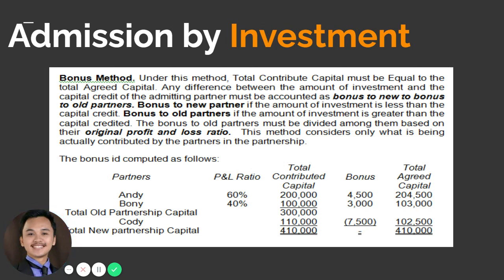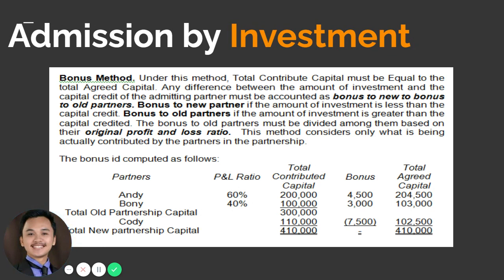Bonus to new partner if the amount of investment is less than the capital credit. So naay bonus to new partner kung ang interest nga gihatag sa iya is mas dako kaysa sa iyahang gibayaran. And then naay bonus to old partners kung ang gihatag sa iya nga interest is mas gamay kaysa sa iyahang gibayaran. So, bonus to old partners if the amount of investment is greater than the capital credited. So, the bonus to old partners must be divided among them based on their original profit and loss ratio. So, this method considers only what is being actually contributed by the partners in the partnership.